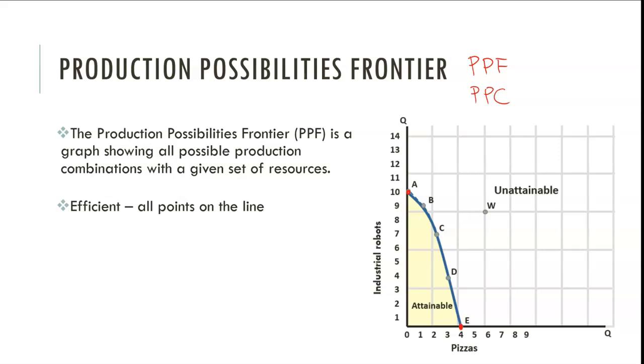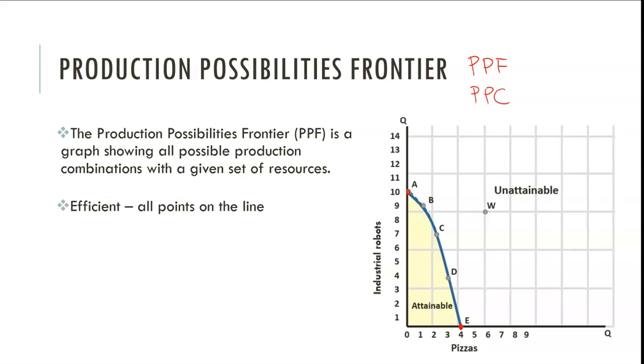Point E is also efficient. This is on the other axis, where we're producing 0 robots and 4 pizzas. Presumably, we still have metal, we have some sort of machinery, technology available to produce robots, but maybe all of our labor has shifted over to producing pizza.